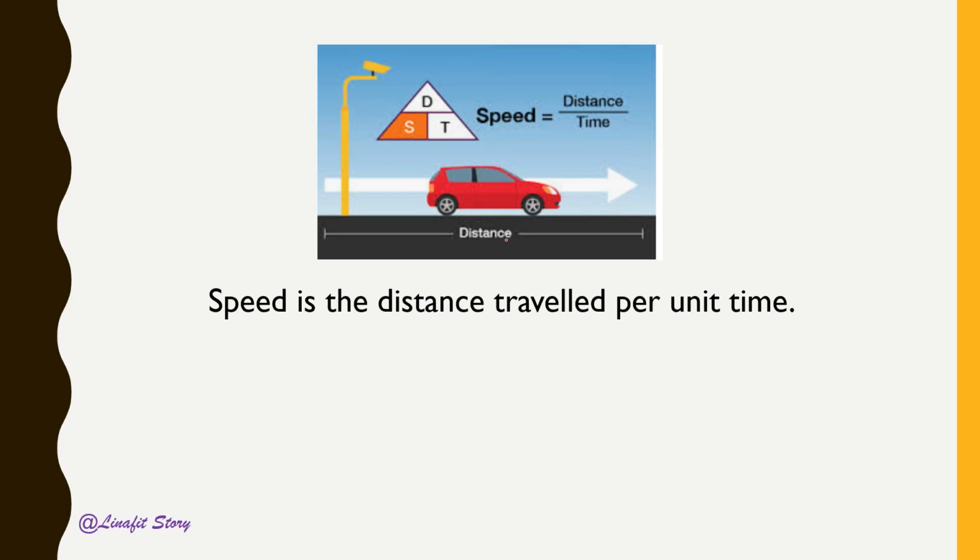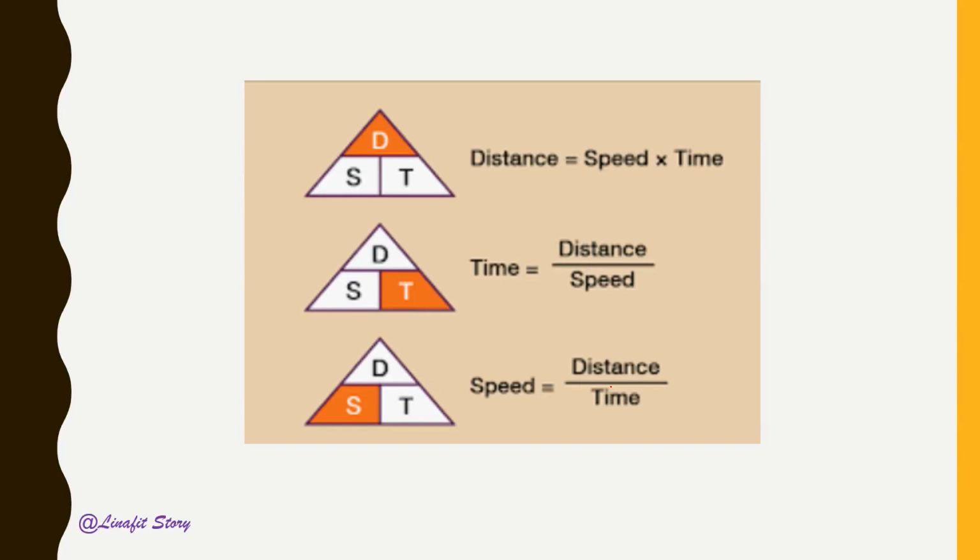As you can see over here, there is the DST triangle. Speed equals distance divided by time. Speed is a rate that compares distance and time, and it tells us how fast a person or an object is traveling. Here is the DST triangle.